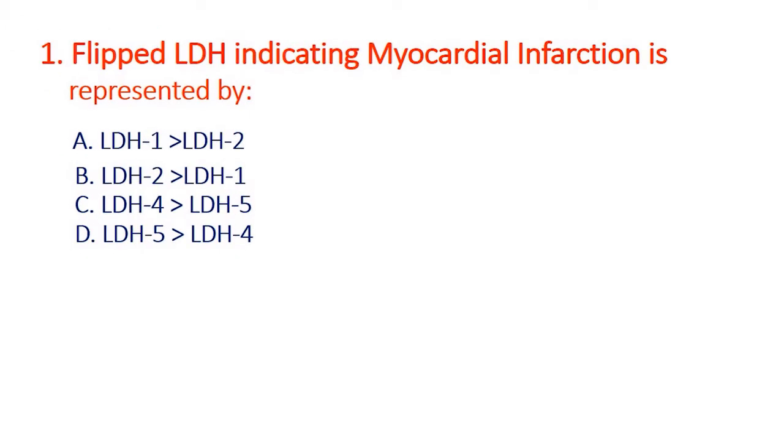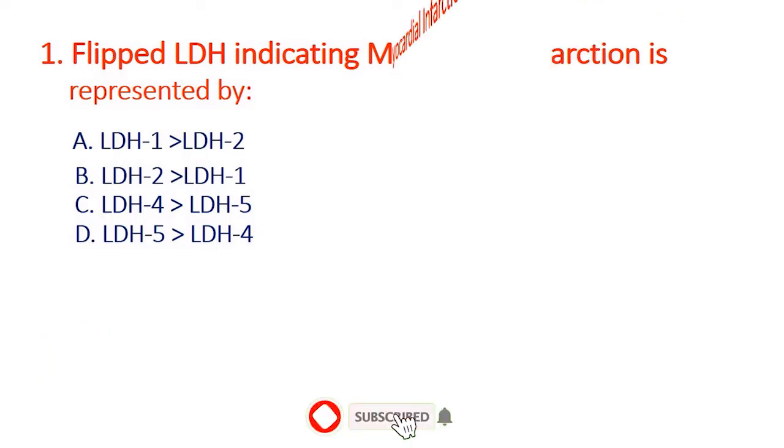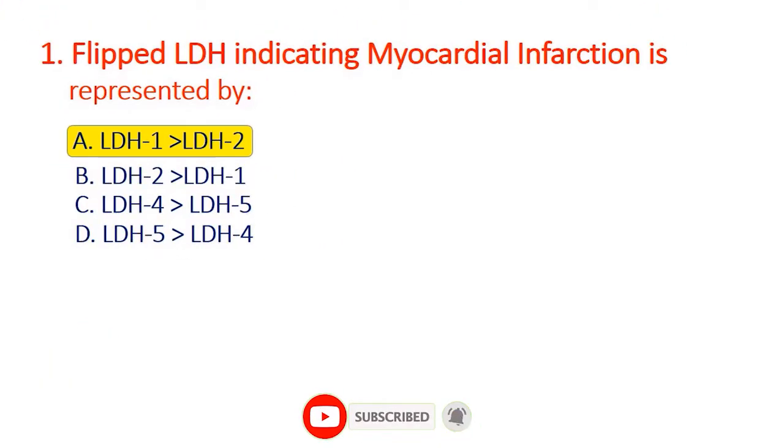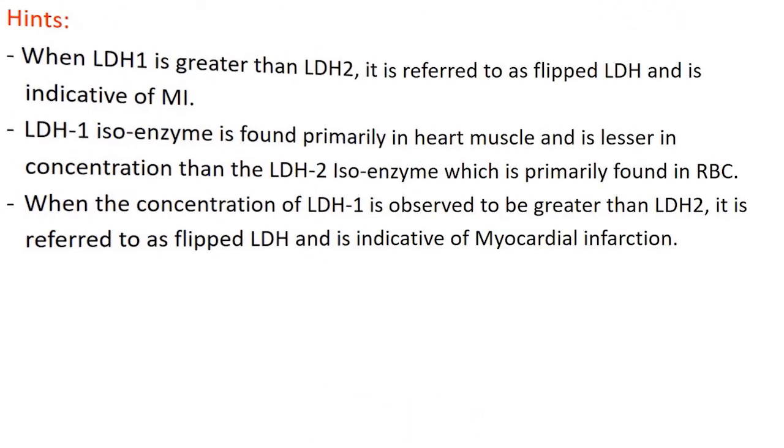Number 1. Flipped LDH indicating myocardial infarction is represented by: LDH1 greater than LDH2, LDH2 greater than LDH1, LDH4 greater than LDH5, LDH5 greater than LDH4. And the correct answer is A, LDH1 greater than LDH2. And here are the hints.